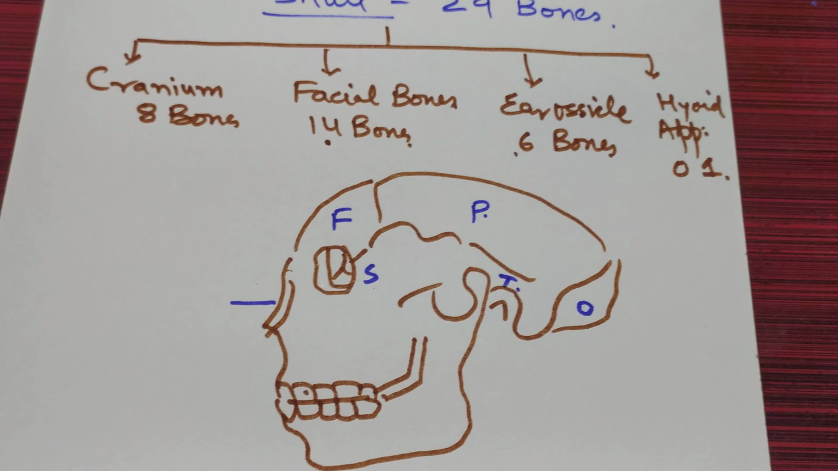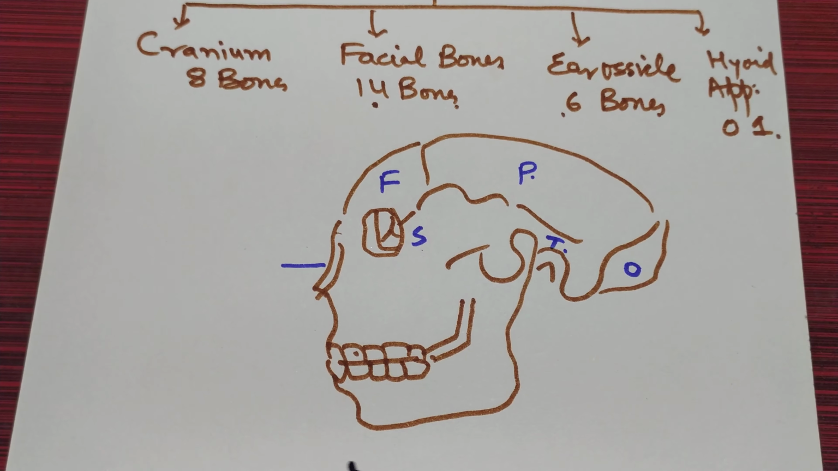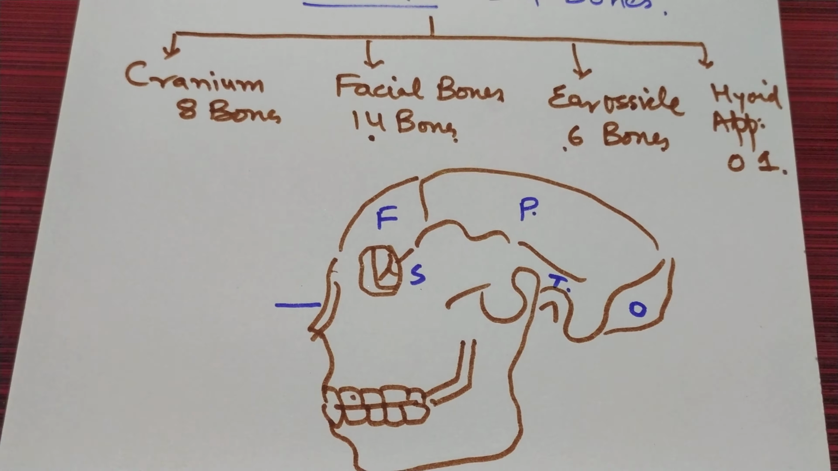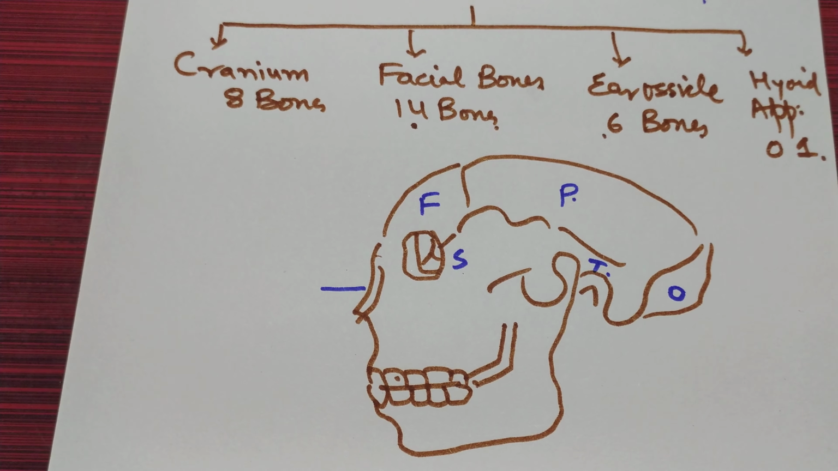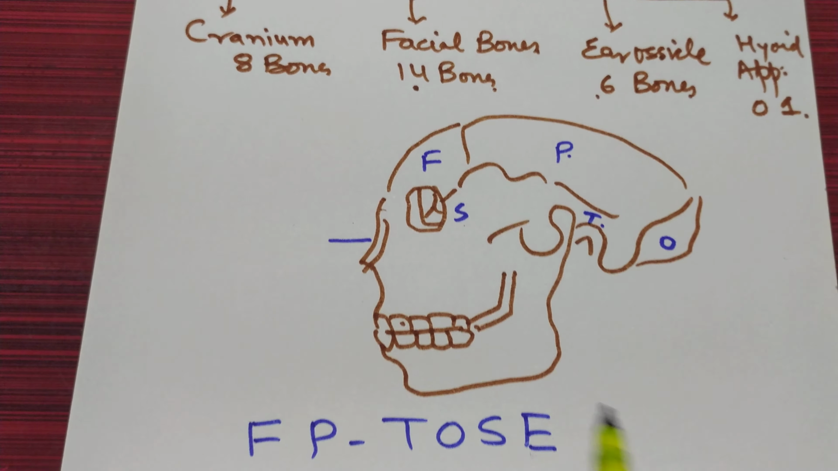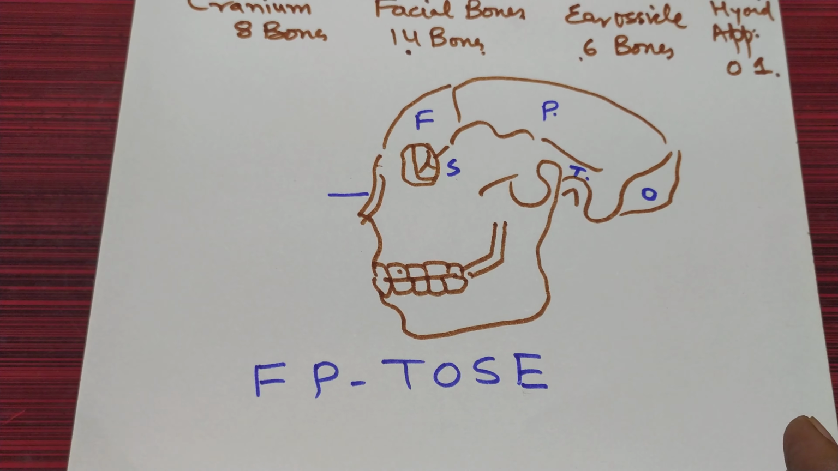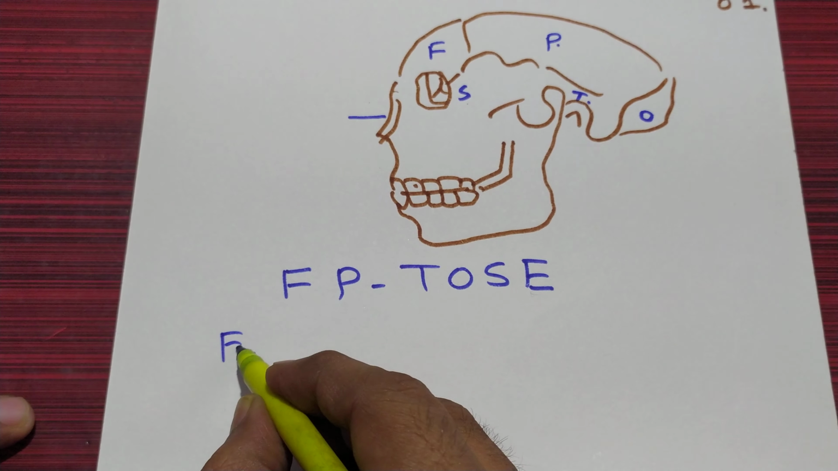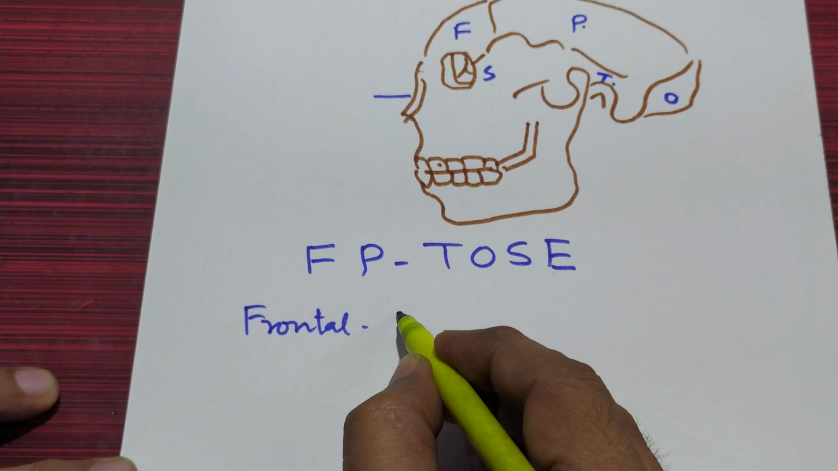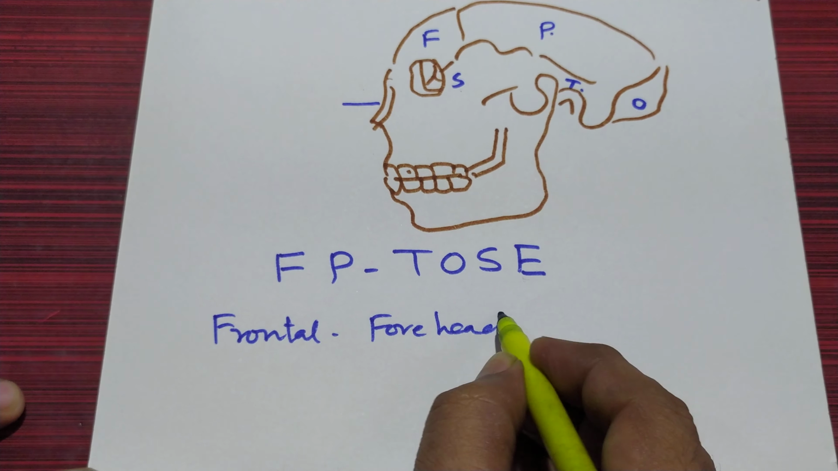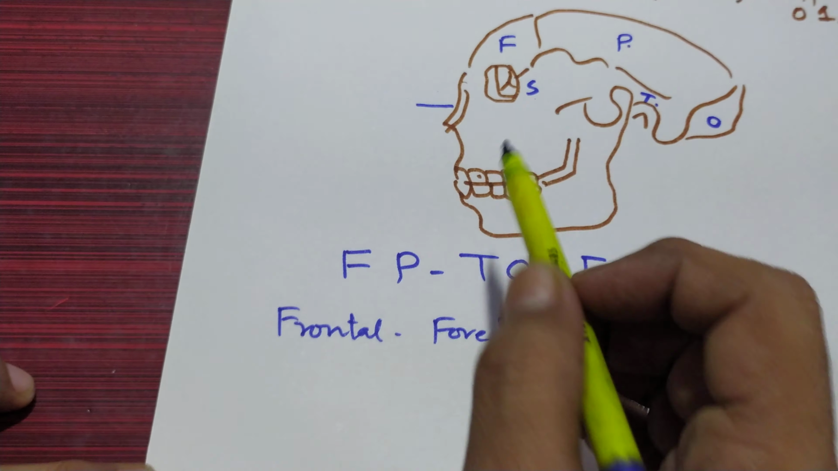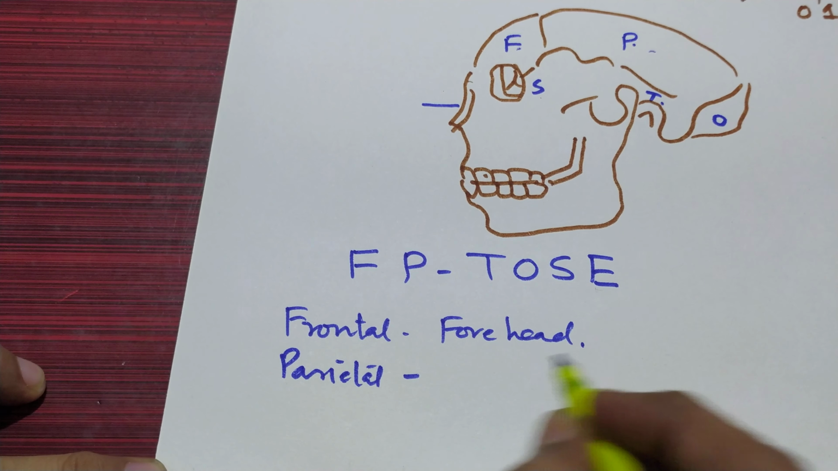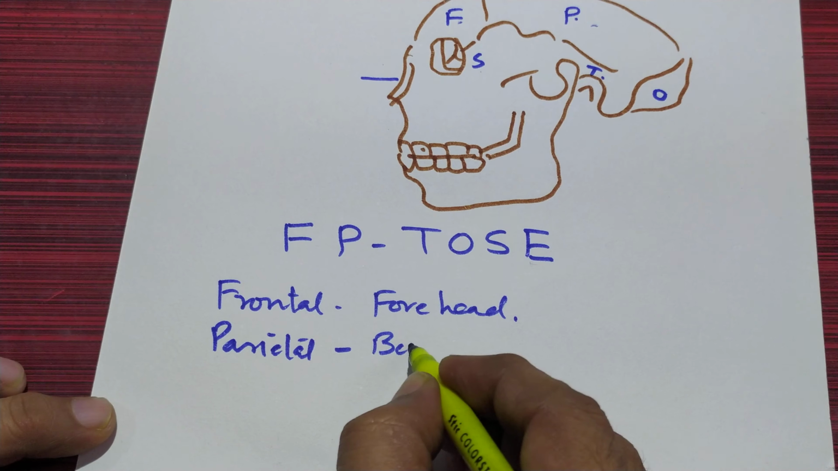These 8 bones of the cranium you have to learn by the mnemonic known as FP TOSE. FP TOSE is the mnemonic to memorize the 8 bones of the cranium. F stands for frontal. This is the bone of the forehead. Then behind this frontal bone is the parietal bone. Parietal bone is behind the forehead.